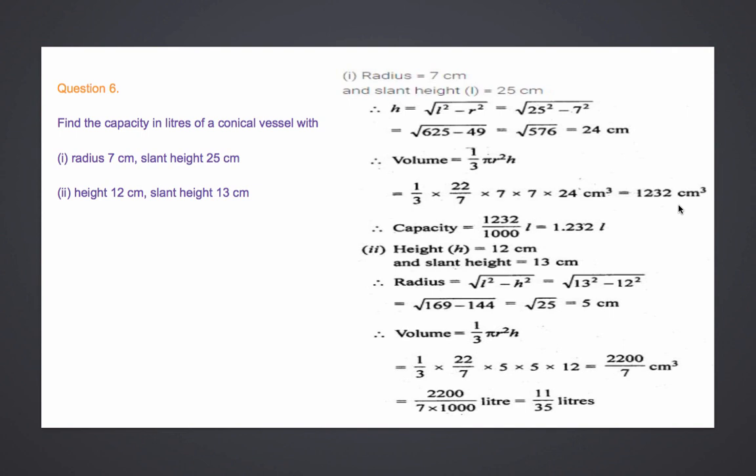Now the question is asking me to do what? To convert it into liters. So capacity in liter is upon 1000. The value is there already. So 1.232 liter is the required answer.